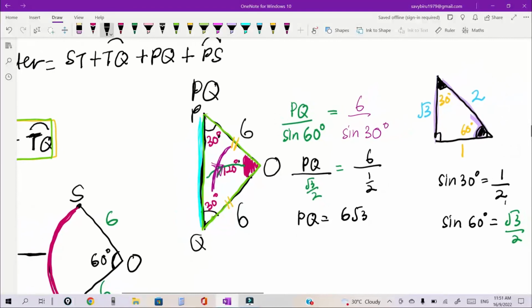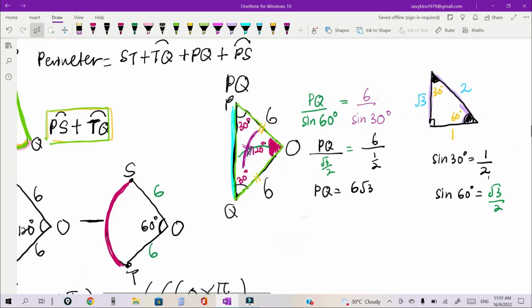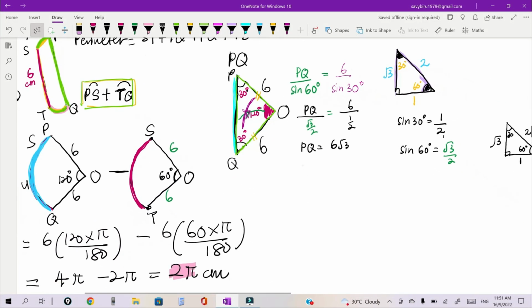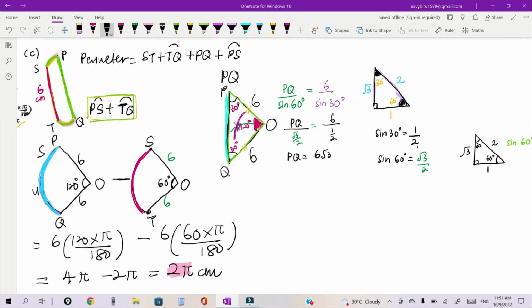We have found all the side lengths, so we total up everything. The perimeter of the shaded region is given by ST length, which is 6 cm, plus arc PS and arc TQ length, which is 2 pi, and then the length of PQ, which is 6 surd 3. Done.